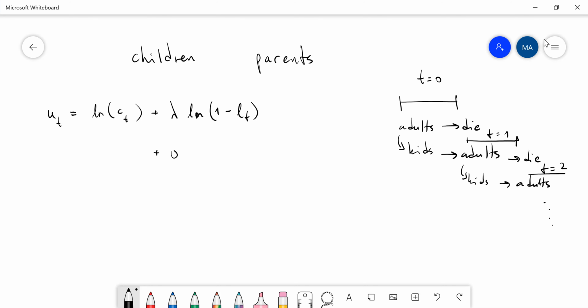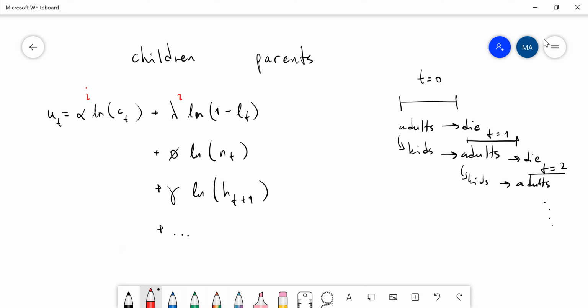They also care about how many kids they have, okay? They also care about what will be their kids' human capital, okay? They may also care about other stuff, okay? Now, each of these, so actually let's put a parameter here, such as alpha.